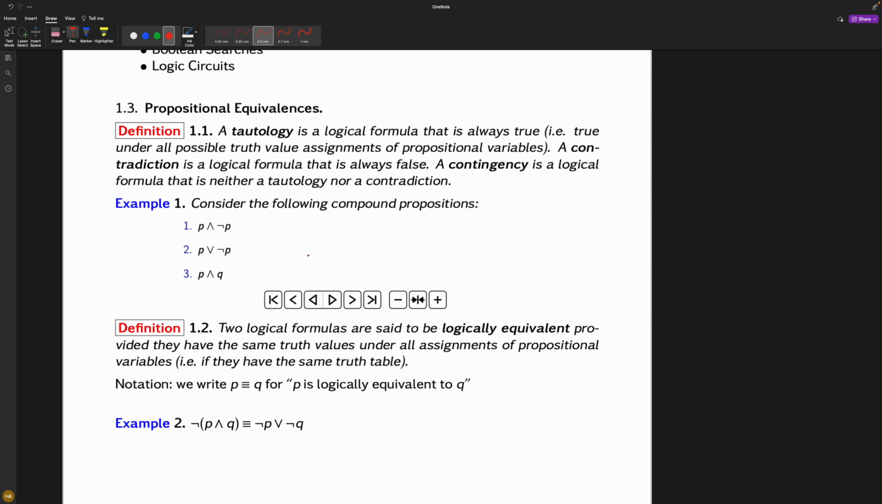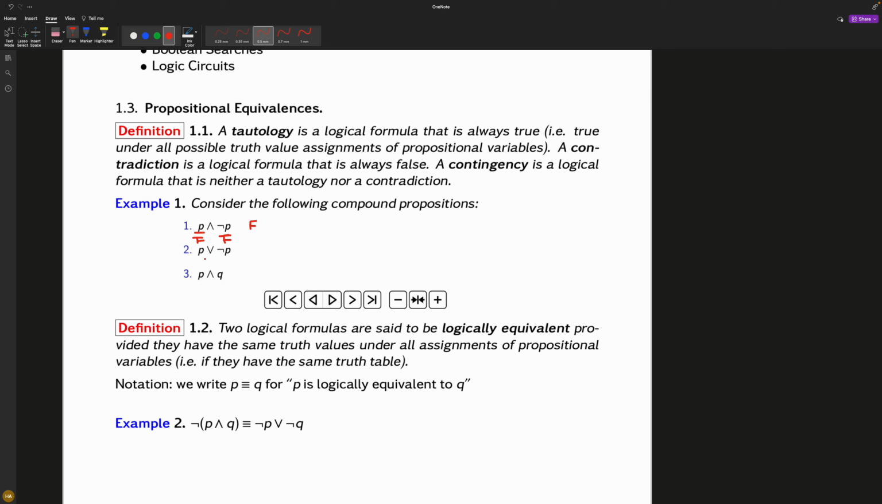So consider the following compound propositions: P and not P. Basically, if P was true, then not P is false, so this will be false. But if P was false, not P would turn true, right? Because this is the opposite of this, so this will always return false, which is a contradiction.